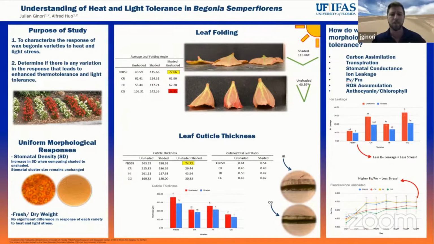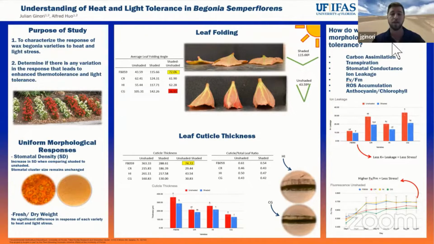So now that we've identified morphological characters that vary from variety to variety, the question is, how do we actually know that they enhance heat tolerance or light tolerance or any of these abiotic factors? In addition to the morphological characters, I also wanted to know the physiological response of these varieties. As seen in the chart on the right, the ion leakage of FB059 in the unshaded environment is significantly lower than the other varieties. When looking at fluorescence, a great indicator of the stress level of the plant, we also see that FB059 has a higher Fv/Fm ratio, signifying that the plants are under less stress.